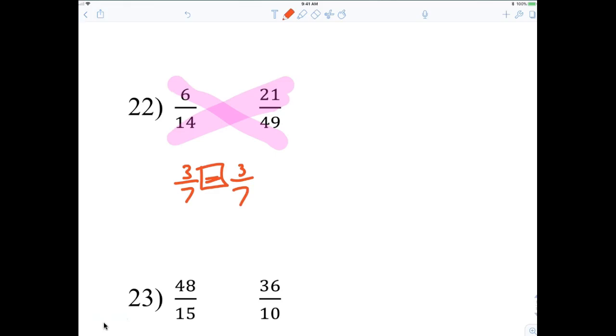I cross multiplied 6 times 49. Yeah, now I did 14 times 21. And I got 3 out of 3. No, you made a mistake. Try 14 times 21 again.